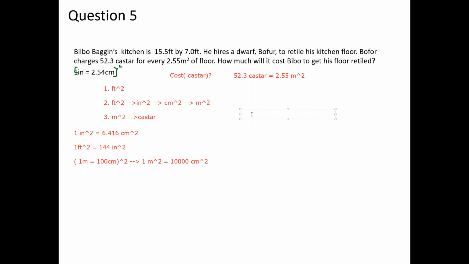Now, first step, we want to find the area in feet squared. So that's just simply 15.5 times 7.0. And it comes out on the calculator to 108.5 feet squared. That's all the digits that the calculator gave me. So that's step 1. We found the area in feet squared. Step 2 is we want to convert feet squared into meters squared. This is where we're going to need our train track.